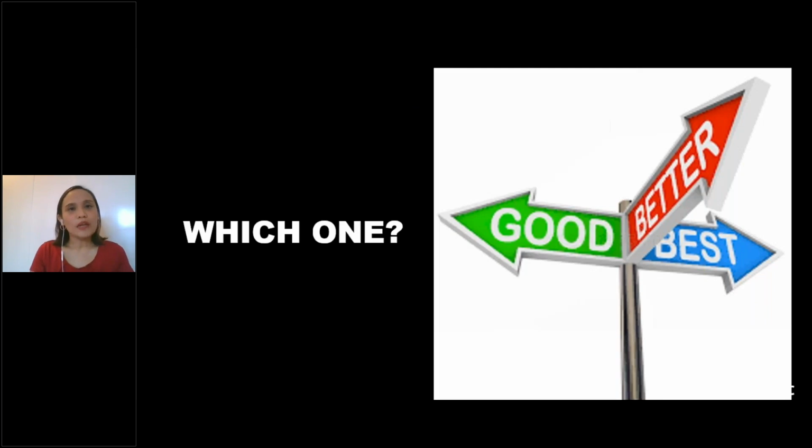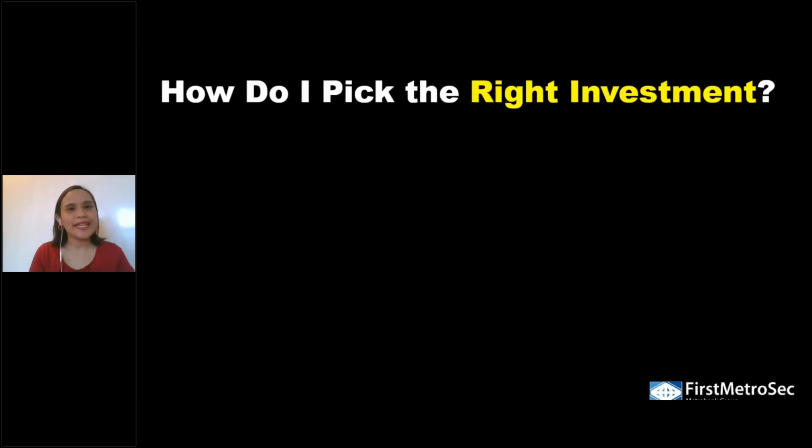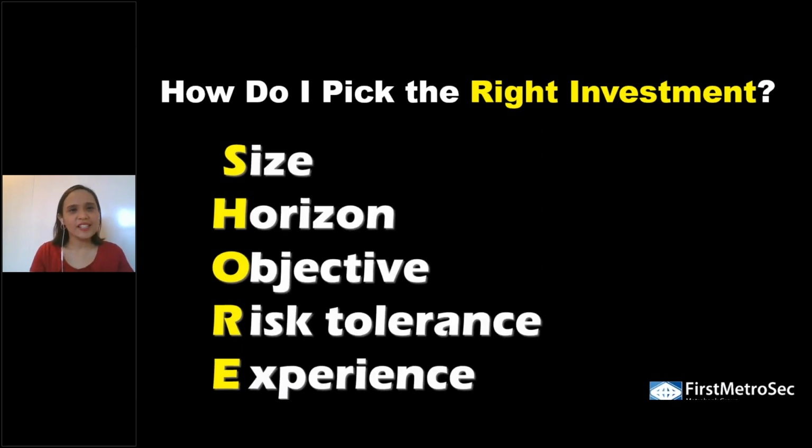Now, ano ba yung mga different choices natin? Ano ba yung good? Ano ba yung best for me? Just to make it easy to remember, how do you pick the right investment? I want you to remember this word, SURE, which stands for size, horizon, objective, risk tolerance, and experience.